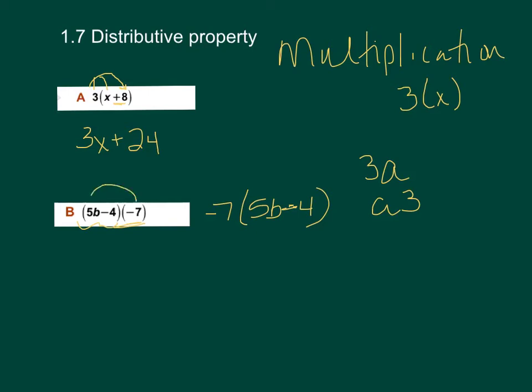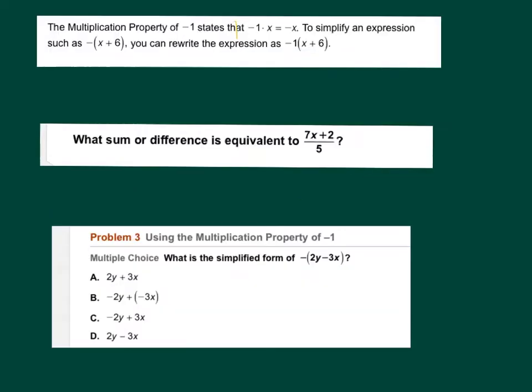So we have negative 7 times 5b, which is negative 35b. Okay, and then negative 7. Now this is a minus 4, so it's the same thing as a negative 4. So we have negative 7 times a negative 4, which is a positive 28. Okay, and there's the distributive property. Let's do a couple more.